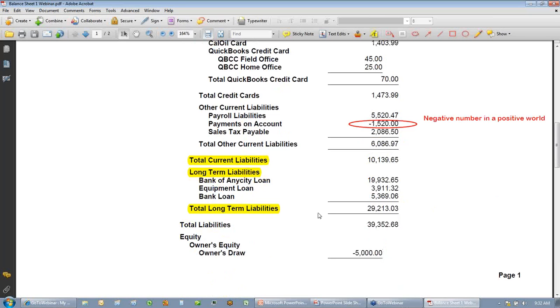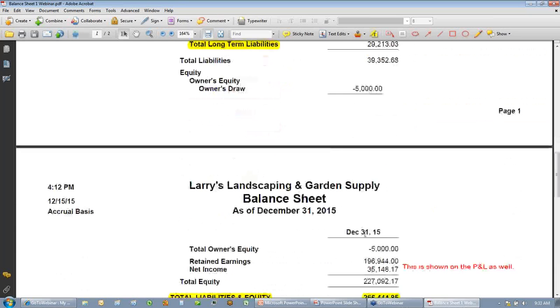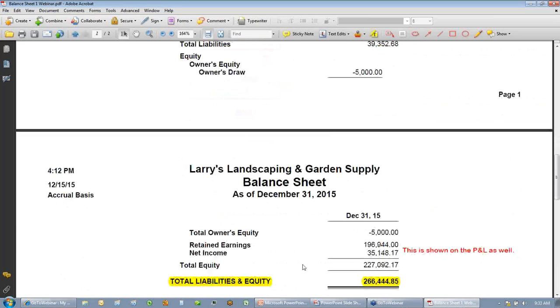So then, moving down here, we have our long-term liabilities. These are notes that are actually due in a period of greater than a year, and then we have our equity section. We can see here's our owner's draw, here's our retained earnings, and then here is our net income, and this gives us total equity. And then we have our total liabilities and equity. This net income is shown on the profit and loss as well. If we were going to run a profit and loss for this time period, this would be the net income that would show on our profit and loss.